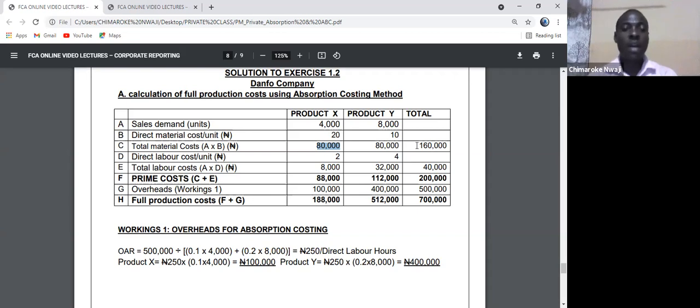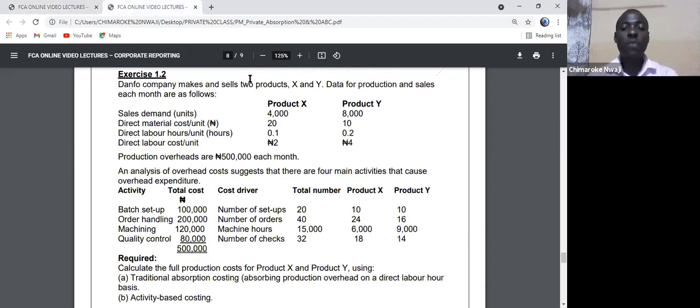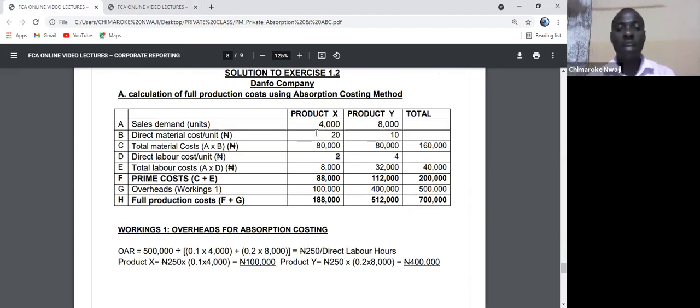Now, direct labor costs per unit: 2 naira and 4 naira. That's what we have here. So when you multiply 2 naira per unit by 4,000 units, you have your 8,000 naira cost of labor. When you multiply 4 naira per unit by 8,000 units, you have 32,000 naira for the whole of product Y. When you add 32,000 to 8,000, you have a total labor cost of 40,000.